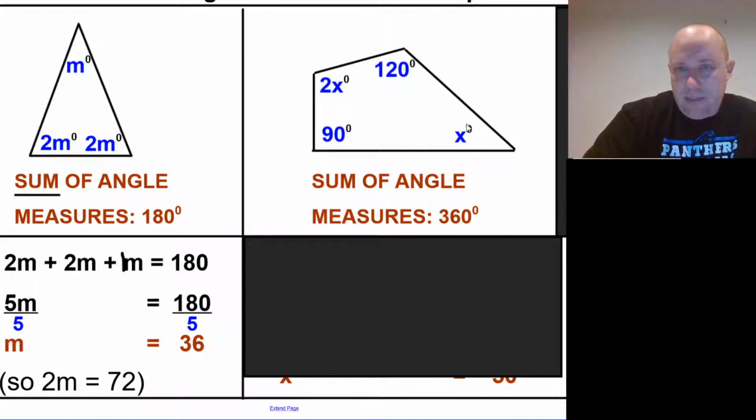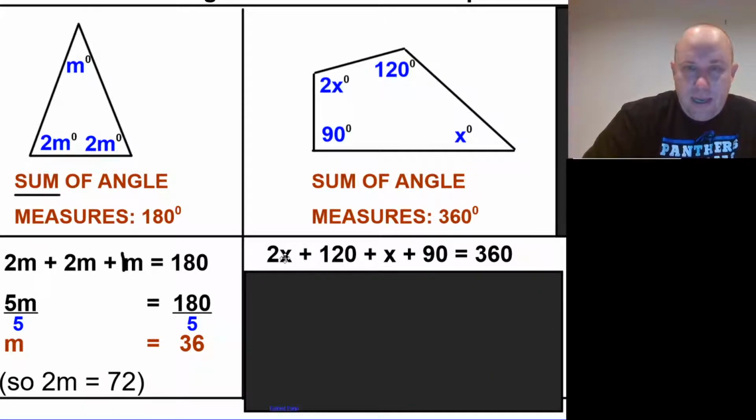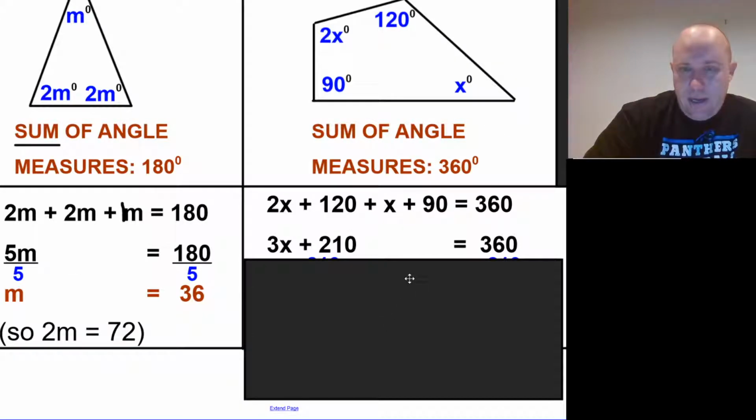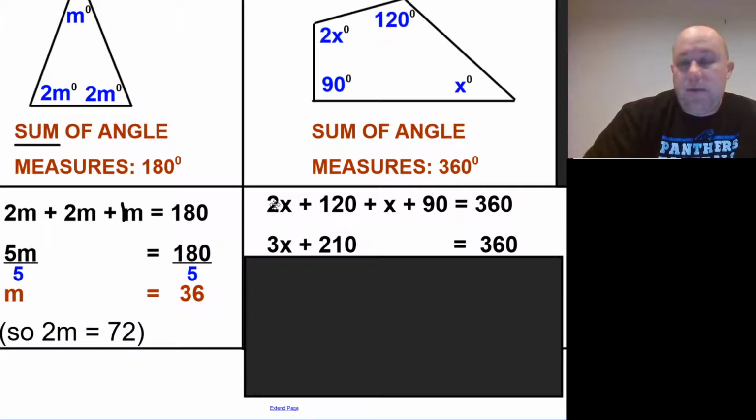So 2x plus x is 3x. And 120 plus 90 is 210. Now you might want to write out all the angles first and show that it's 360 and then simplify, and you can absolutely do that. That would be perfectly okay. 2x plus x, 120 plus 90. And then now I can start solving like I've been doing in all this lesson.